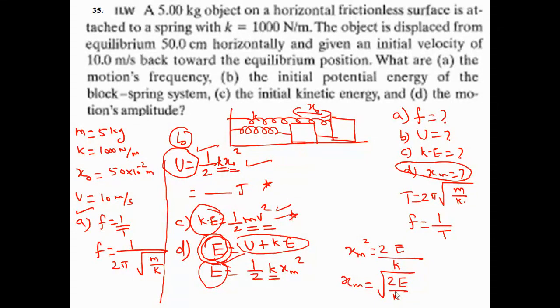Right. So potential, that means the total energy, we have the spring constant. When you substitute, you will get the answer for part D. Clear?